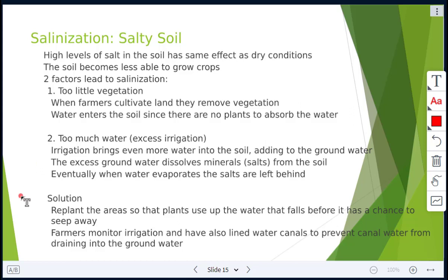So some solutions to avoid salinization, or salty soil, are, one, you can replant the areas so that plants and roots are there, and they're going to use up the water that falls before it has a chance to seep away. Farmers should also be monitoring irrigation. They should also line those water canals that they have to prevent canal water from draining into the groundwater.